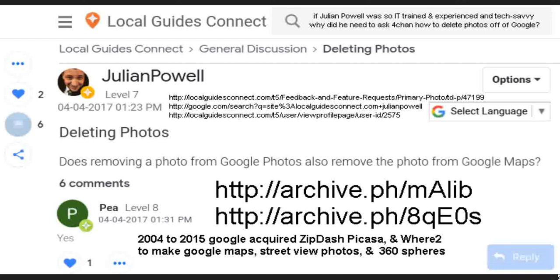For those of you who don't know, from 2004 forward, all the way to 2015, Google acquired many properties. ZipDash, Picasa, and Where2 were used respectively to make Google Maps, Google Street View Photos, and 360 Spheres, or Google Spheres. They bought these companies, used the technology, and squeezed them together into various things. Each of these inherited the user database and user base from each group with their own passwords and logins.